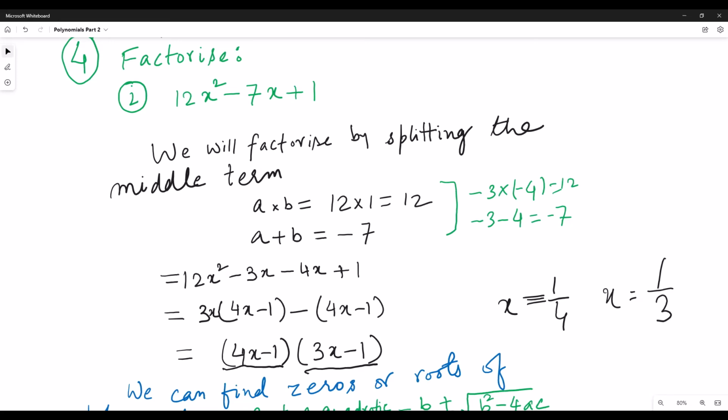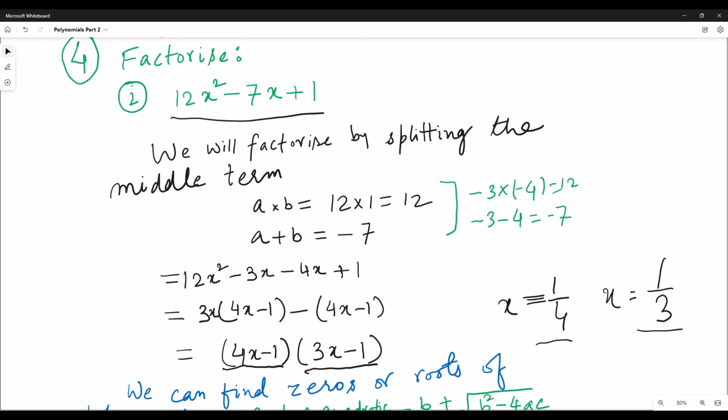So for x equals 1 by 4 or x equals 1 by 3, this polynomial is 0. These are also called the roots of the polynomial. So one of the purposes of factorizing a polynomial is to find the roots of the polynomial as well.